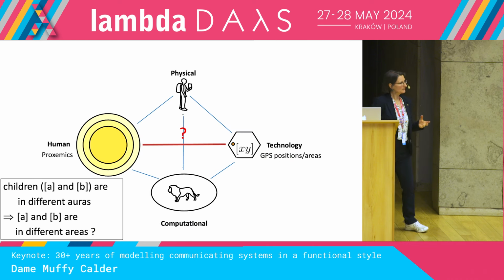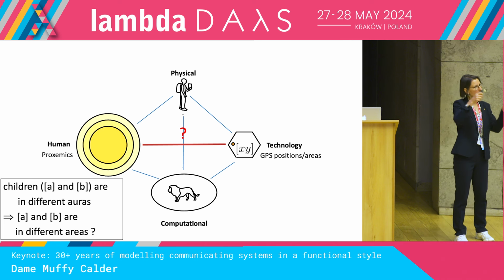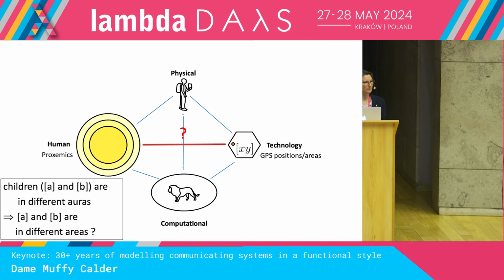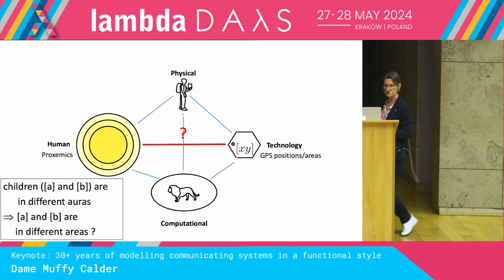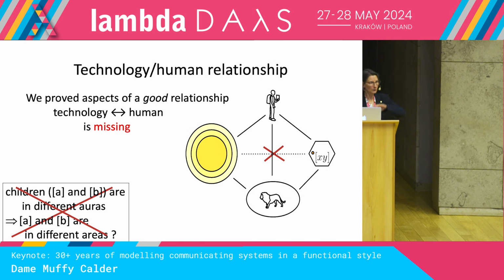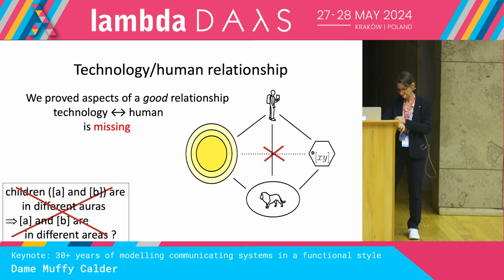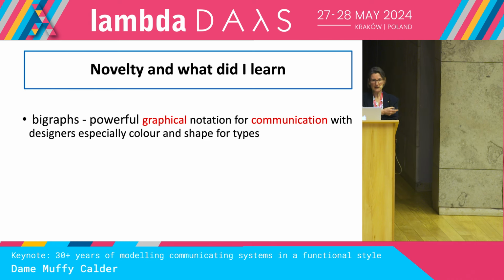You got that? So how did we uncover this? We looked at the model and we started taking perspectives pair by pair and looking at properties that would be desirable in a well-designed system. And one property would be that if 2 children are in different auras, then they should be in different areas. So if you're in distinct, you should be in distinct. And we can do that all within bigraph matching, and we found that that was not true.